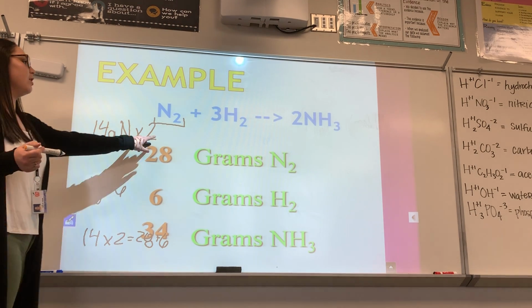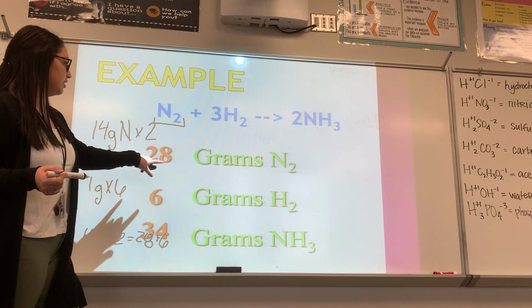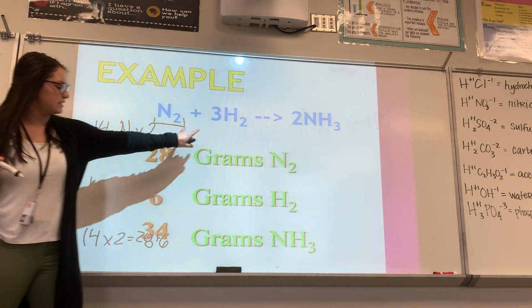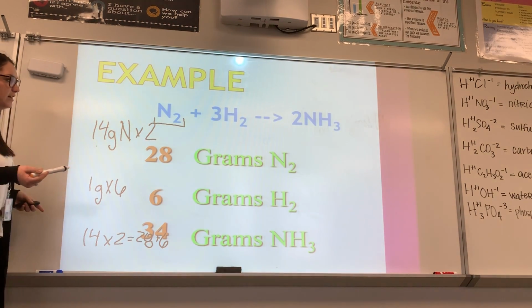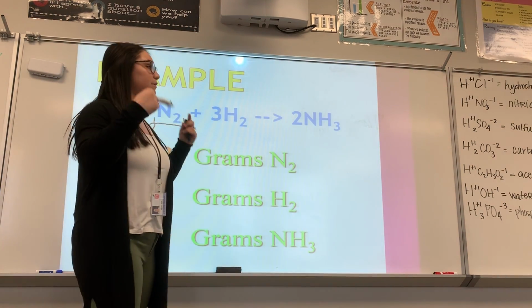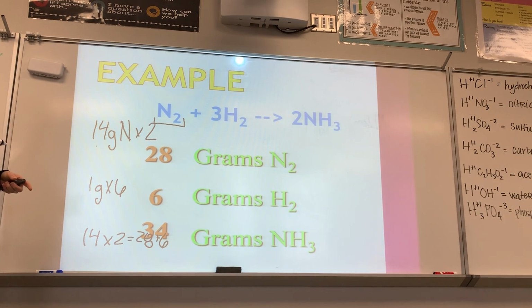It is the same on both sides. We have 28 grams of nitrogen on here. Oh, on this side, I have 28 grams of nitrogen on the product side. I have 6 grams of hydrogen here. I have 6 grams of hydrogen on the other side, just coming together in our synthesis reaction. Synthesis, we have to remember those types of reactions from our last unit, to come together to make 34 grams.